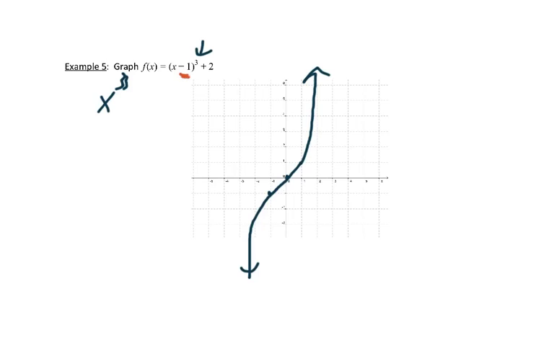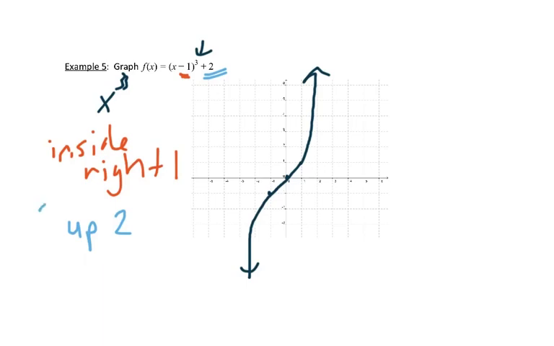The minus 1 inside tells us that we're going to move it right 1. The plus 2 on the outside tells us that we're going to move it up 2. Okay, so we'll take those 3 points. We're going to go right 1, up 2.